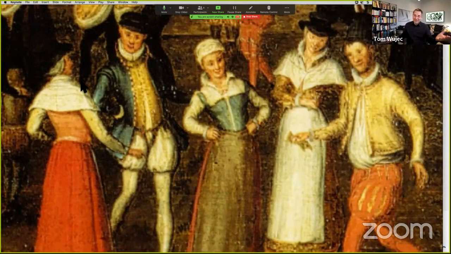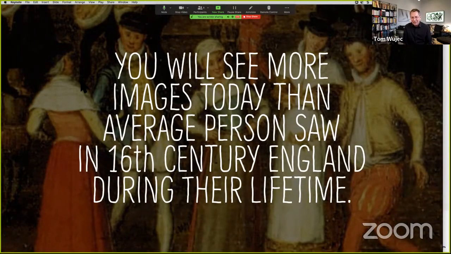Interesting fact, well, assertion, that according to some researchers, the average person living in 16th century England would see about the same number of images as you see in a particular day. You will see more images today than an average person saw in 16th century England during their entire lifetime. So that's pretty interesting. When Google is asked how many images are posted online, they don't really know the answer. It's between 2 to 3 trillion images per year. It's really pretty astonishing.